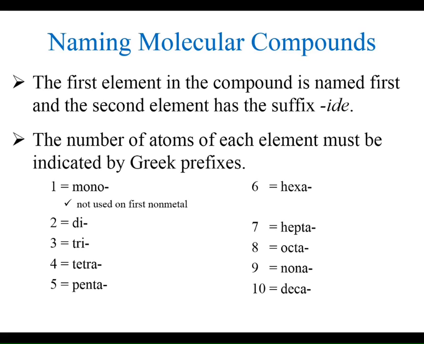Okay, mono, di, tri, tetra, penta, hexa, hepta, octa, nona, deca. Got them? Okay. The only one remember though is we don't normally say monoxide.